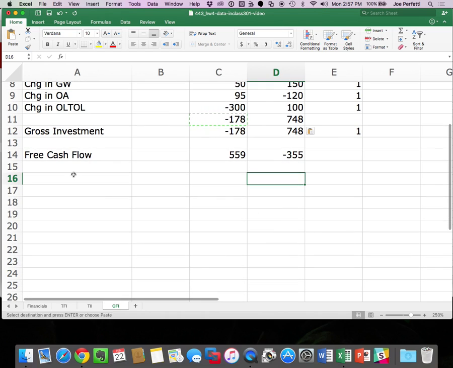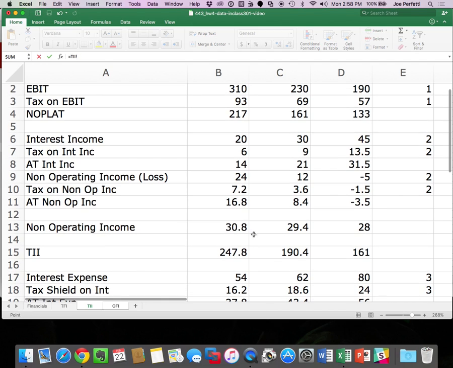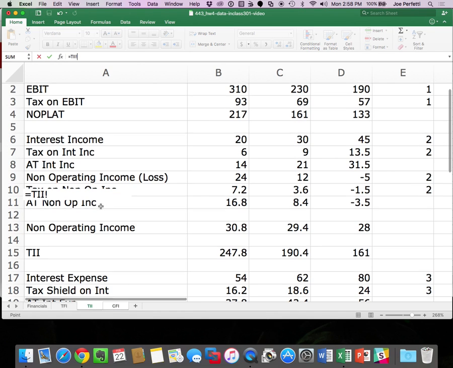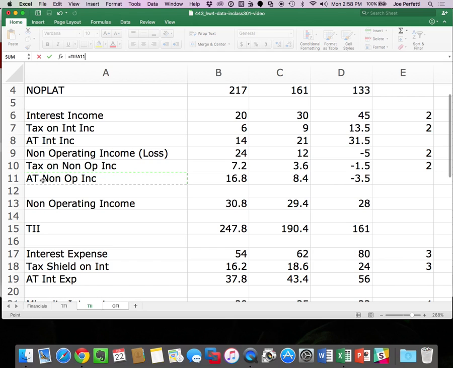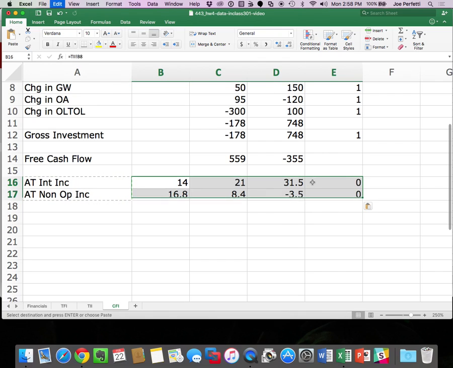Non-operating cash flows. Income statement. TII. Now again, if I wanted to short circuit this, I could just go straight to non-operating income. Right? That could make my life a little bit easier. But for your purposes, I'll show you the two line items independently. Here's the after-tax interest income. And here is the after-tax non-operating income. Those are my 2s.